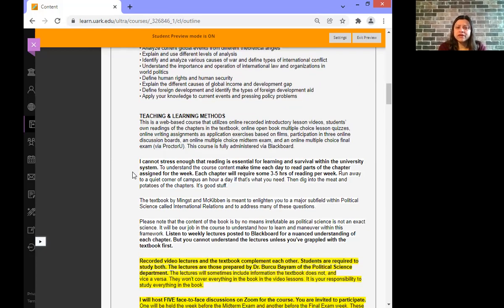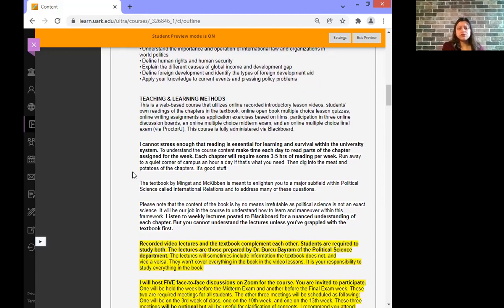So besides the fact that it's going to use a textbook and you're going to use Blackboard, I think particular things have to be accomplished by students to do well. The first thing is reading. We're not just going to watch videos and look at PowerPoints, but we have to go to the meat and potatoes of the book. We have to get into the substance and read the chapters, okay?